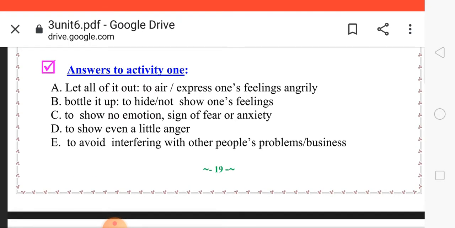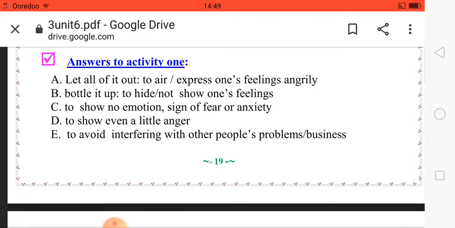A. Let it all out. To air means to express one's feelings angrily. Angrily means angry, okay? With anger. B. Bottle it up. To hide, or not to show. Not to show one's feelings.